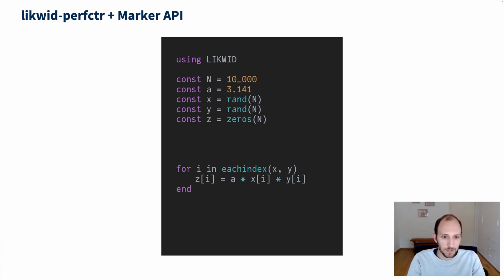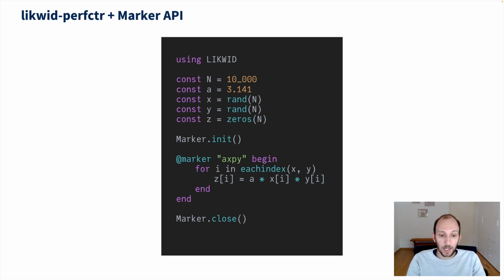Here is our axpy example in a slightly different formulation without multi-threading, for example. And the way to use the marker API is very straightforward. You just put a marker init somewhere, a marker close at the end, and then wrap the part that you actually want to monitor into this @marker macro. And here, this axpy is just a label which can be used later to identify that particular section. You might have many of those, right? In that example, it's unnecessary, of course.